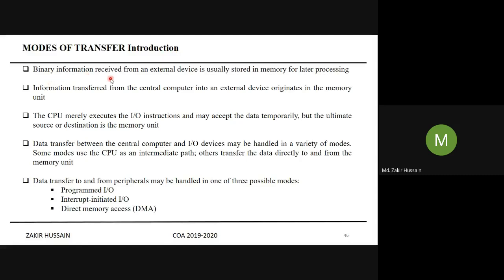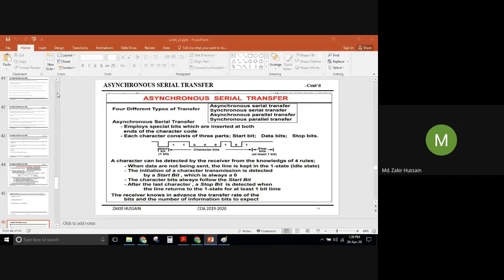Binary information received from an external device is usually stored in memory for later processing. We give some information to the computer, through a text editor or whatever, and that we store inside the memory for later processing. Let me go back here.